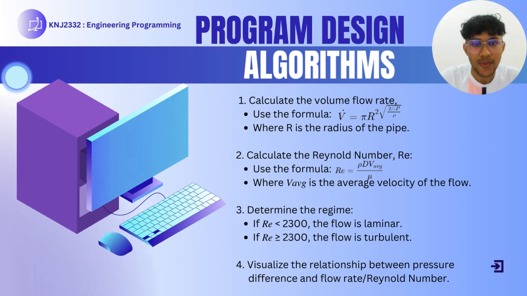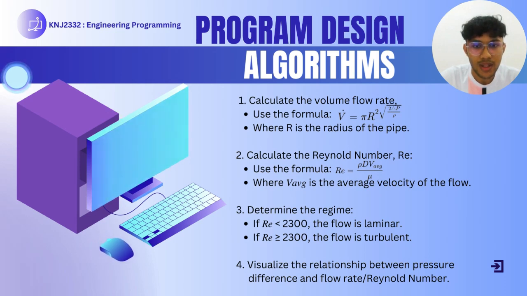For the algorithm, first we need to calculate the volume flow rate by using the formula V dot equals pi r squared times the square root of 2 delta P over rho, where r is the radius of the pipe. Then we also need to calculate the Reynolds number. We use the formula Re equals rho d V average over mu, where V average is the average velocity of the flow.